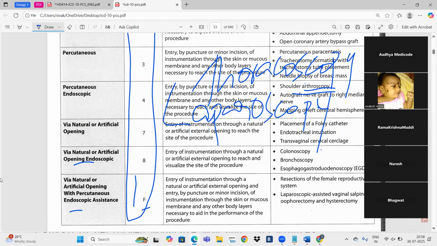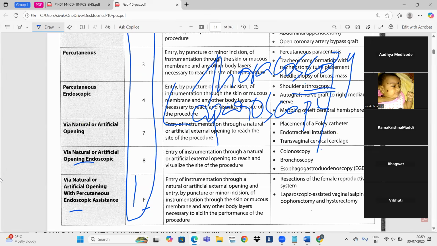Endoscopy means visualization, correct? Scopy means visualization, yes or no? Yes. Some scopies they insert through puncture. Some scopies they insert through natural routes, like through the mouth, through the rectum. So which scopies come under 8, via natural or artificial opening endoscopy?